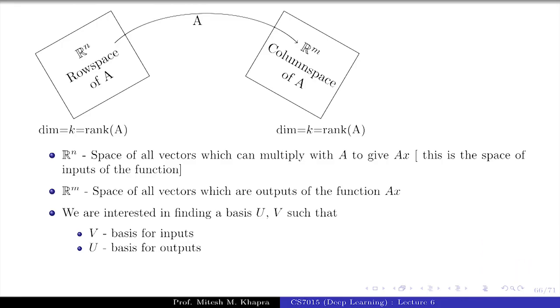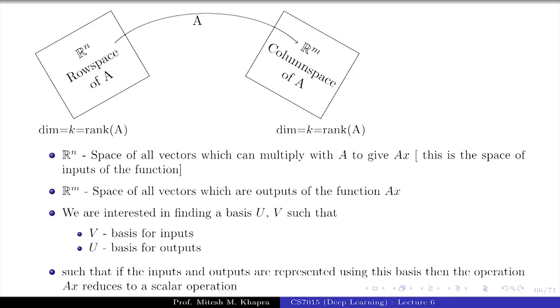U is the basis for the outputs, such that if the inputs and outputs are represented using this basis, then all our matrix operations reduce to scalar operations. So we are just trying to find the rectangular analogy for the square phenomenon that we observed. Okay, that's what we are trying to do.